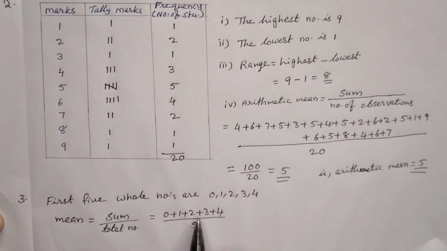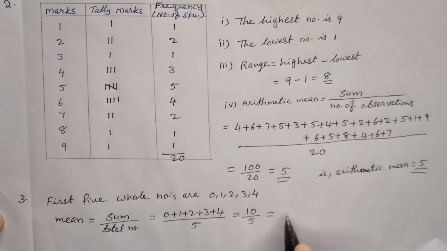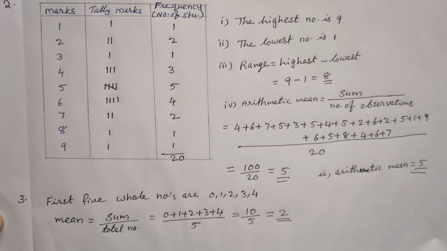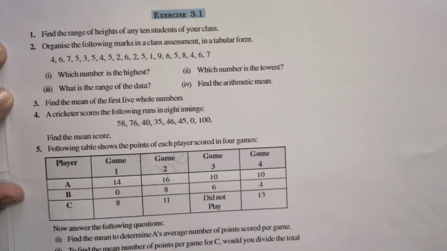So 0 plus 1 plus 2 plus 3 plus 4. When we add all this, 4 plus 3 is 7 plus 3 is 10. 10 divided by 5, which is equal to 2. So mean of first 5 whole numbers is equal to 2.